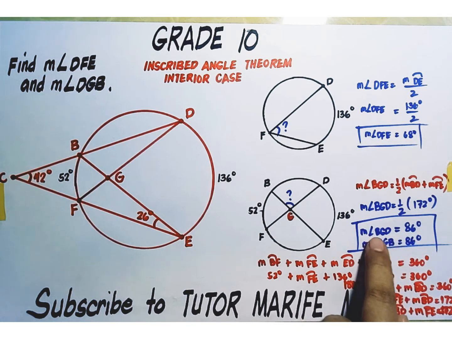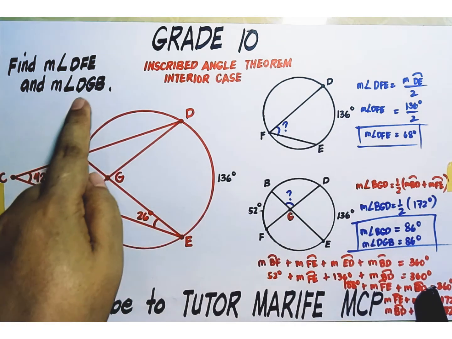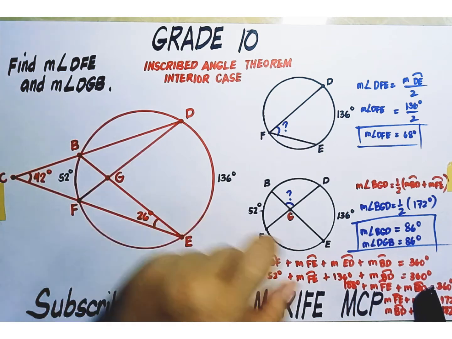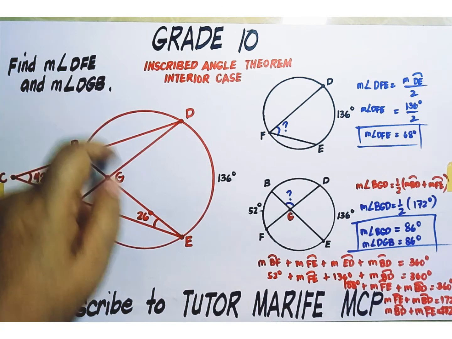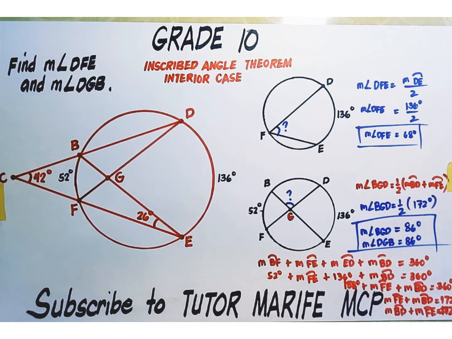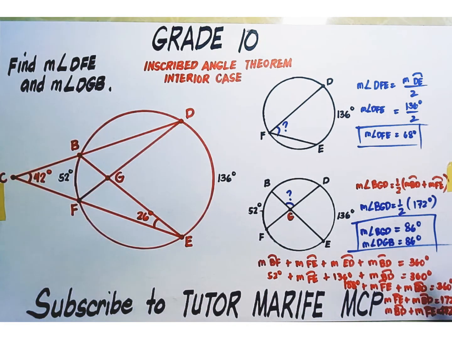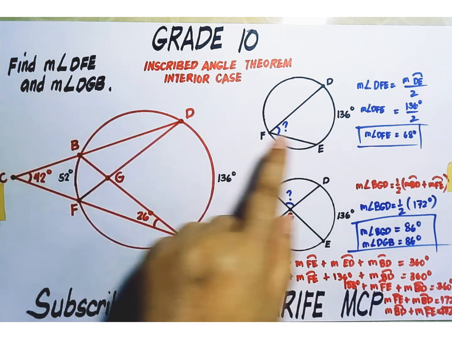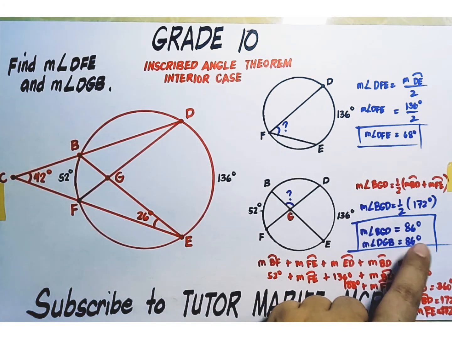Remember that when naming an angle using 3 letters, we can interchange the outside letters. Angle BGD is the same as angle DGB. We have computed the value of the second indicated angle. Measure of angle DGB equals 86 degrees. Okay, we are done with our problems. We are able to find the measures of the missing angles. Measure of angle DFE equals 68 degrees. Measure of angle DGB equals 86 degrees.